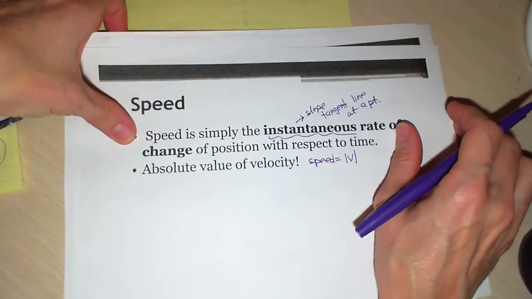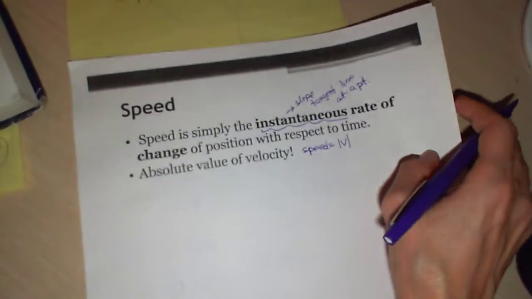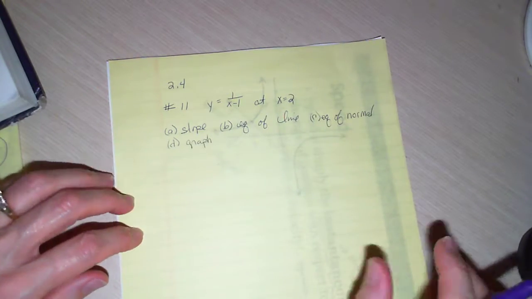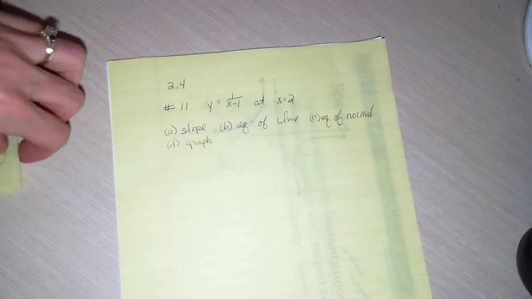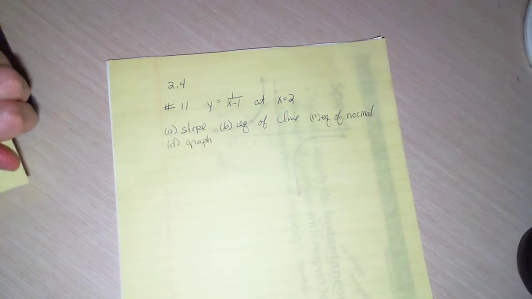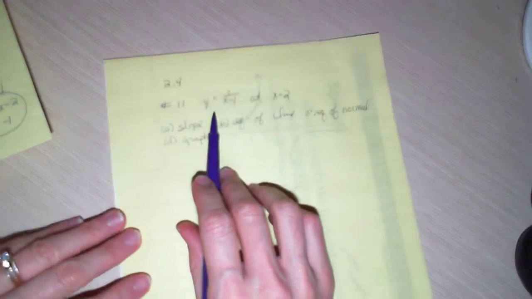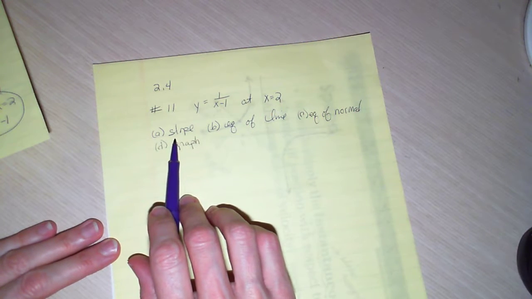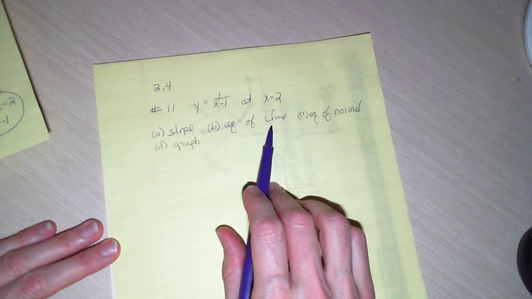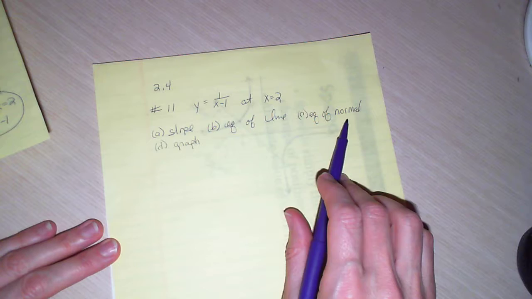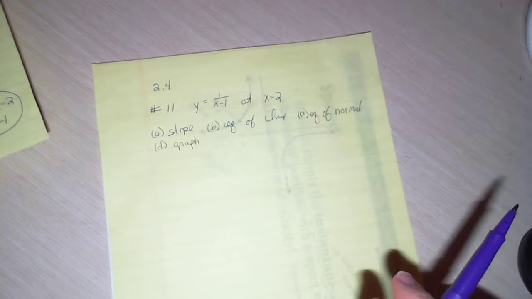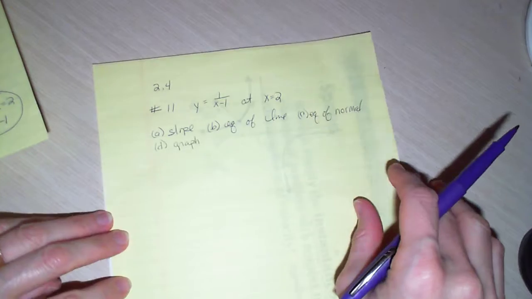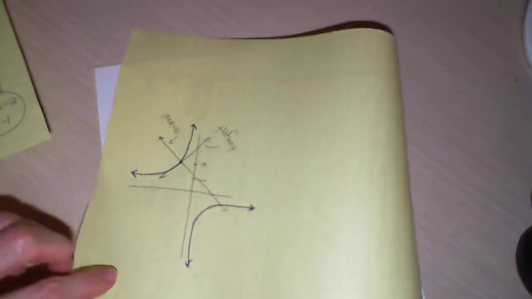That is the end of chapter 1. But what I also want to do in this video is do a 1-2-4 homework problem with you. This is the one I planned on doing in class but didn't get to. So this is number 11. You have problems similar to this. And so in this problem, we're given a function, we're given a point, and we're asked to find the slope of the tangent line at the point, write an equation of the tangent line, write an equation of the normal line, and graph it.